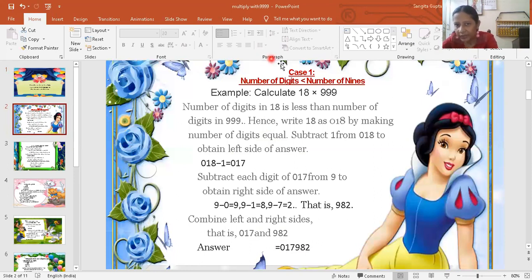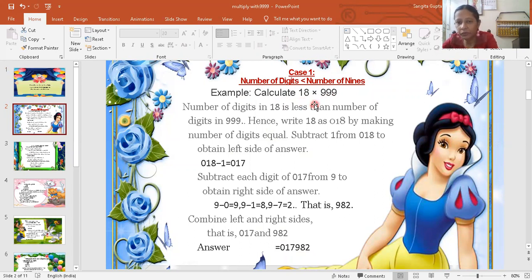My first case is when the number of digits is less than the number of 999s. For example, you can see here you have to multiply this 18 with 999. Now you look at 18. 18 is a two-digit number, and this 999 is a three-digit number. So 2 is less than 3.